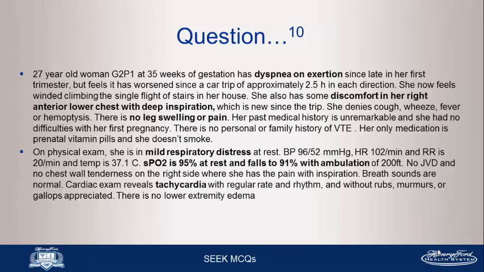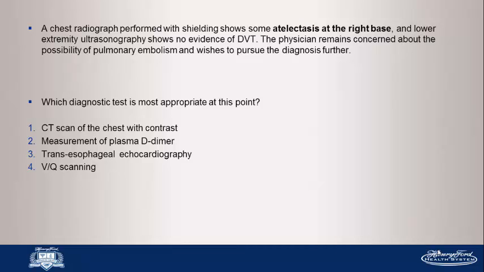Her SAT is 95 at rest, but when she walks about 200 feet, it drops to 91. There's no JVD on exam, no chest wall tenderness, even though she had this pleuritic chest pain on the right side, and breath sounds are normal. Cardiac exam shows only tachycardia, no rub, no murmur, no gallop, and there's no lower extremity edema. They did a chest radiograph, and they shielded the abdomen, showed some atelectasis in the right base, and lower extremity ultrasound did not show any DVT.